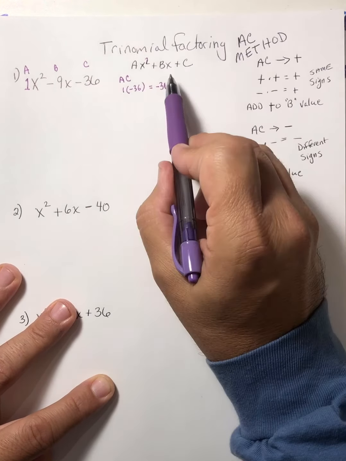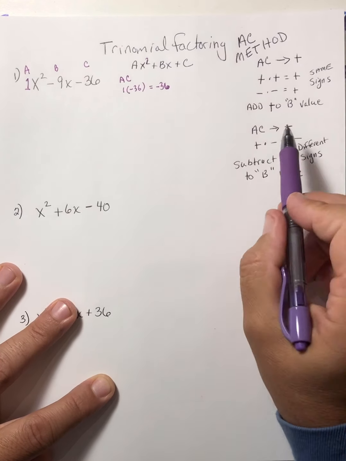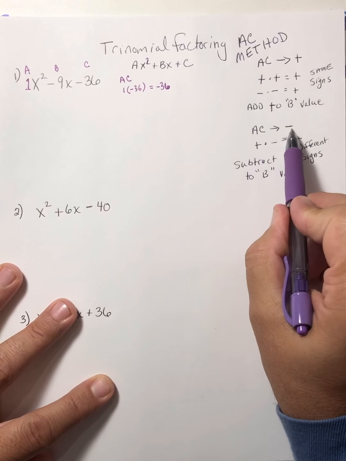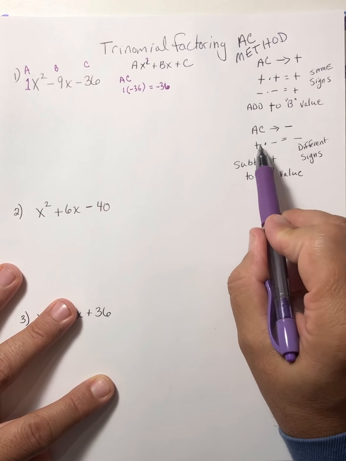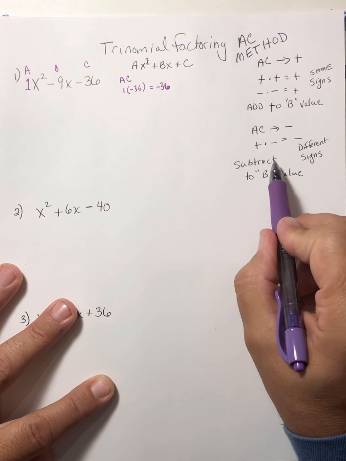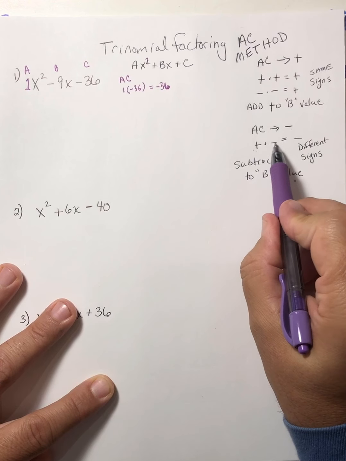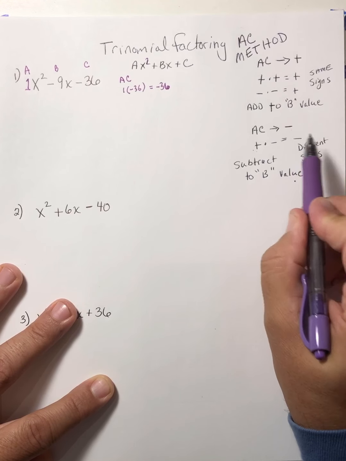So we're looking for factors of 36. That's what we're talking about. Now, if the A times C is negative, signs are different. That means we're going to subtract to the B value. Remember, a positive times a negative is a negative result. Signs are different.